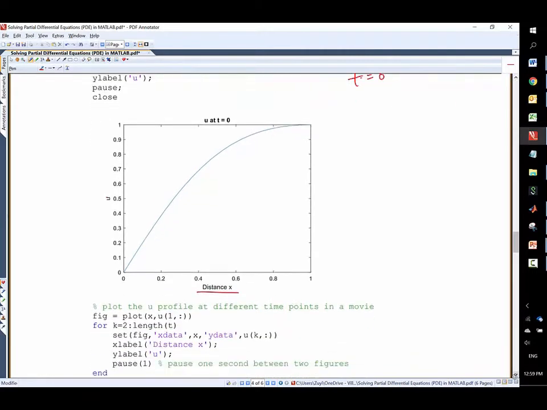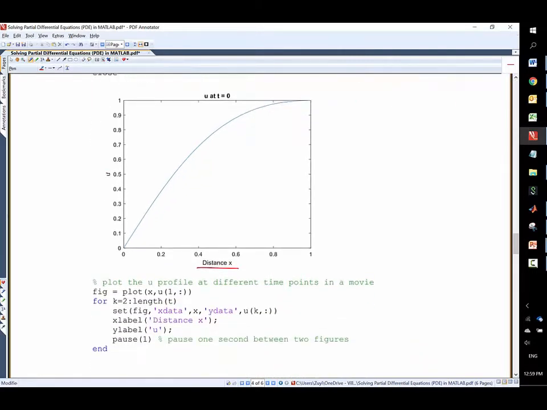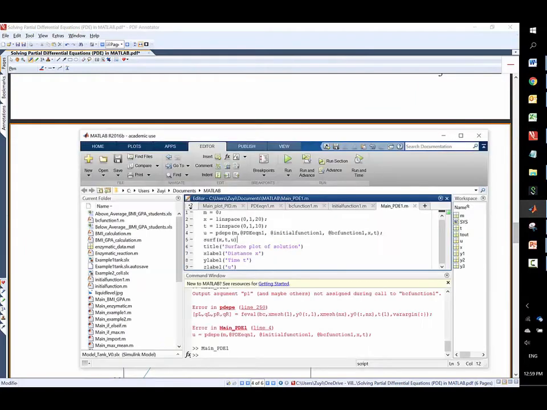And then I want to show you, if we want to get other time points here, we change the first index here from 1 to 2, 3, and up to the last time point. After that, we get a movie. So you can see we get the profile, and then we pause 1 second between the two adjacent figures, so that we could see a movie at different time points. Okay, now let me show you this one first.